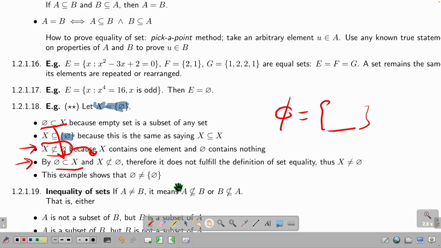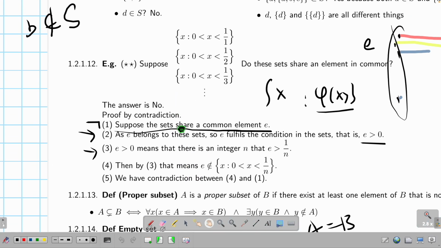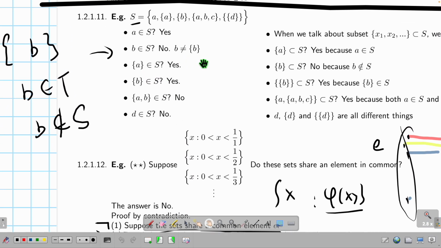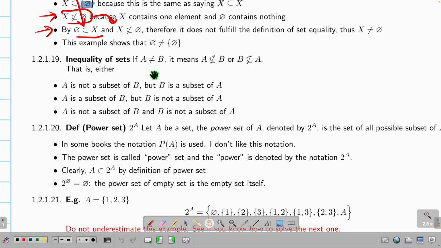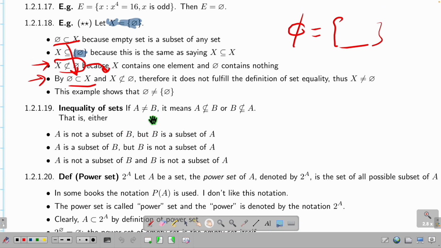Okay, so this is also the explanation why B is not a set of B. If you allow this to be true, crazy things will happen. So this is 2 star. And therefore, how do we prove two sets are not the same? Just this. Done. This is an example of how you prove two sets are not the same.